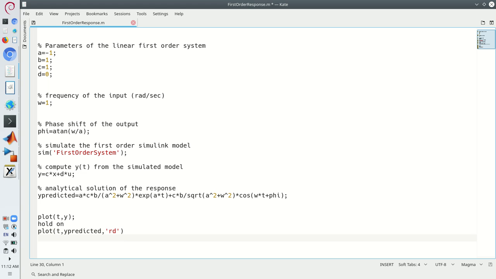And just to show that this is fine, we are going to plot that in red diamonds. So the solid blue line is going to be the simulated model that we assume is the ground truth, if the simulation is correct, and the predicted, or analytically computed, is going to be plotted as well. Okay, so this is our script. We are going to run it and see what happens.